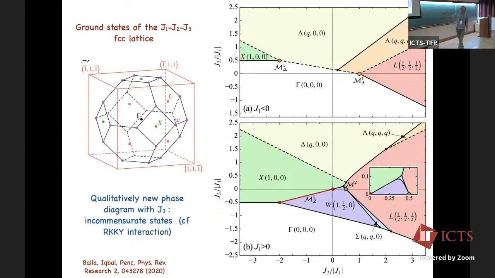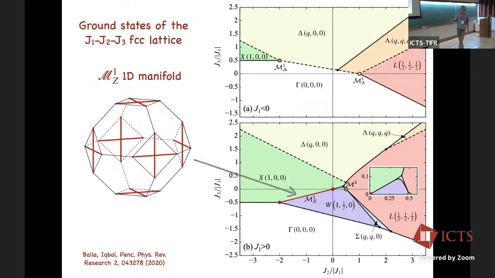In addition, we have the incommensurate orders that are between the gamma point and these high symmetry points, or between other high symmetry points. This is not everything that we found. We found that, for example, here, there is a so-called one-dimensional manifold. Along this line, any Q vector in the Brillouin zone lying on this line can be a good ground state candidate. So we have a choice of choosing different Q-value ground states.